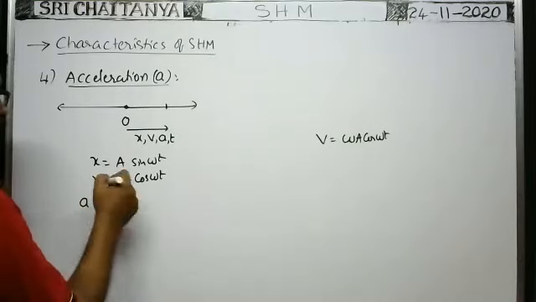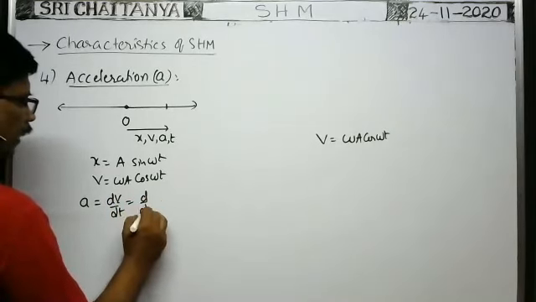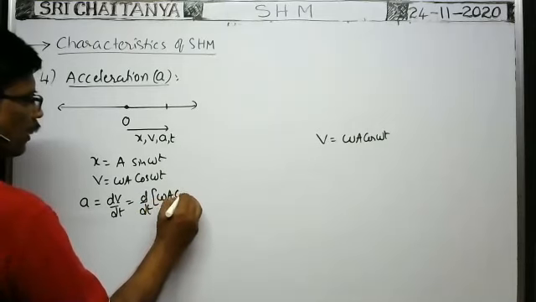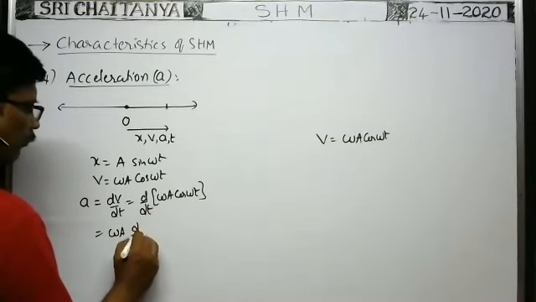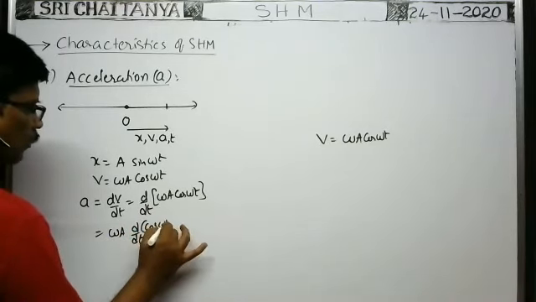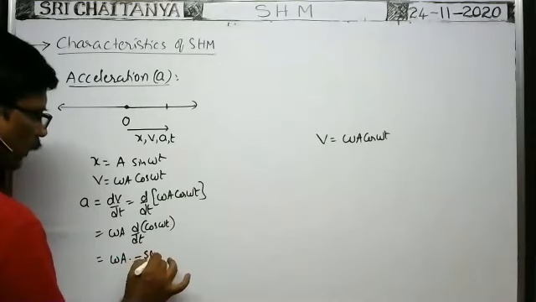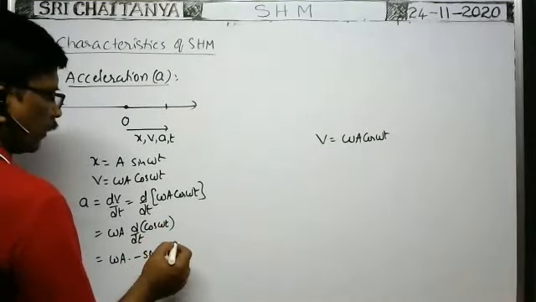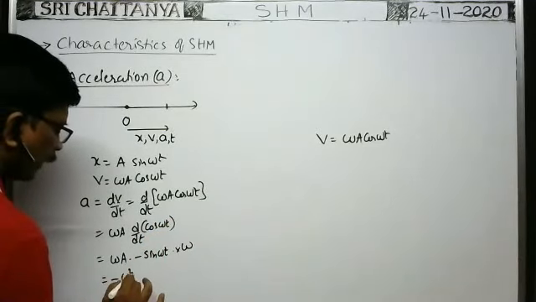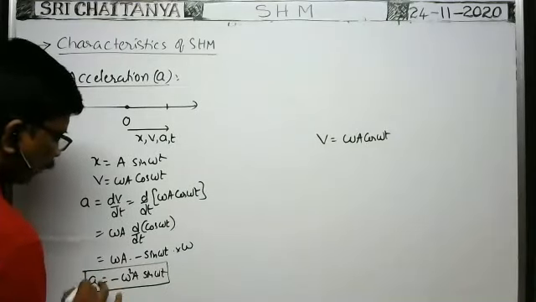So in order to find the acceleration at any instant of time t, a is equal to dv by dt. That is d by dt of omega a cos omega t. Omega is constant, keep it outside. Then d by dt of cos omega t is minus sine omega t into d by dt of omega t, which is omega. Therefore, a is equal to minus omega square a sine omega t. This is how acceleration varies with time.